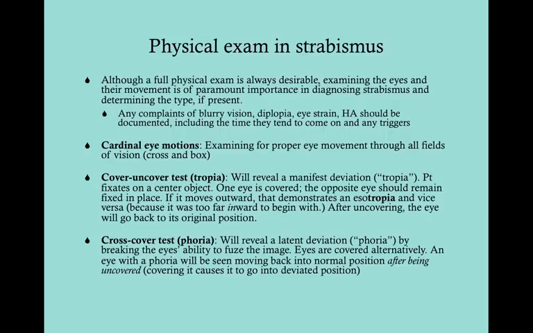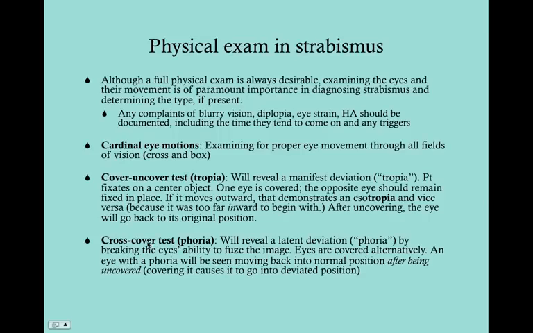If it's moving in towards the midline, then the eye was too far out to begin with, and it's moving inward to an appropriate position. So that's an exotropia. And after you uncover the opposite eye, that other eye will go into its original esotropic or exotropic position. So that's a manifest deviation. This is the cover-uncover test, and that will tell you if the patient has a tropia or not. Patient may not have a tropia. They may have a phoria.